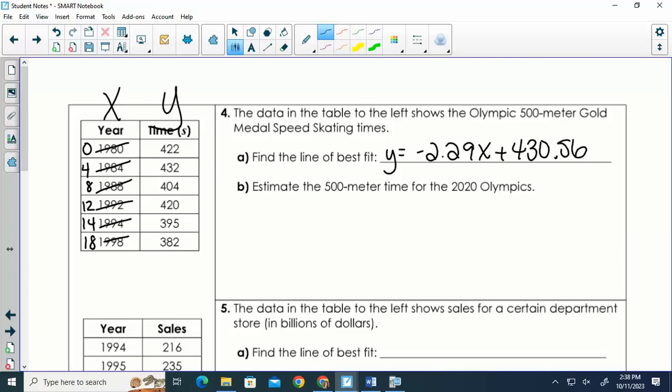Part B, estimate the 500 meter time for the 2020 Olympics. So 2020 would be 20, no, sorry, not 20. How many years since 1980? 40. 2020 minus 1980.